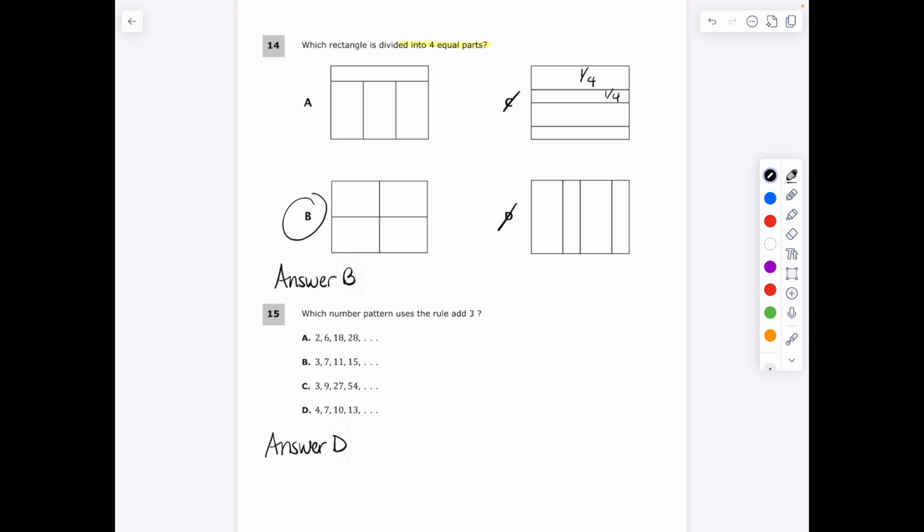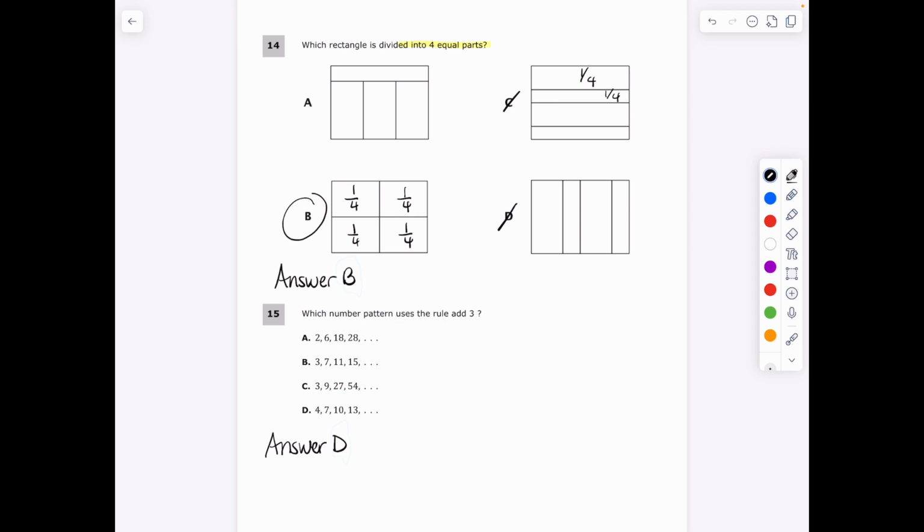A is so deceptive because you don't have enough information to be sure, but I can definitely see with B that all 4 of these pieces are equal to each other to make the whole.